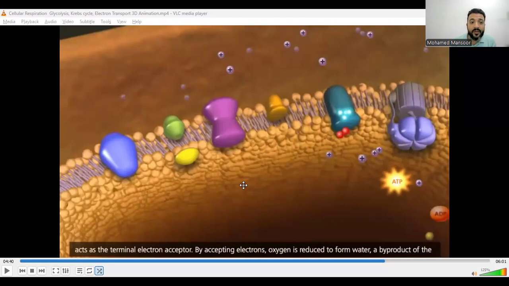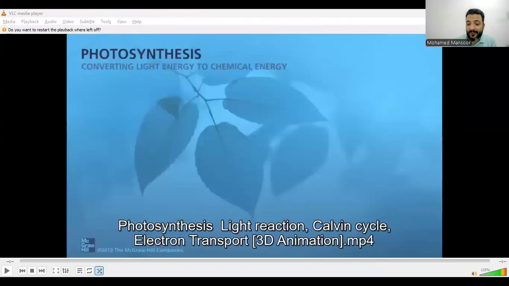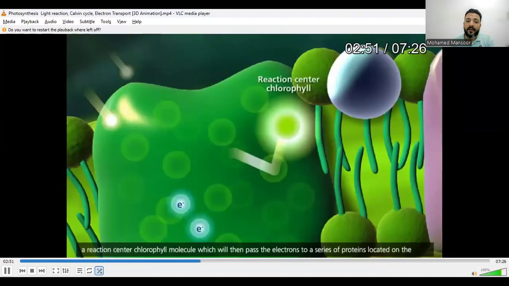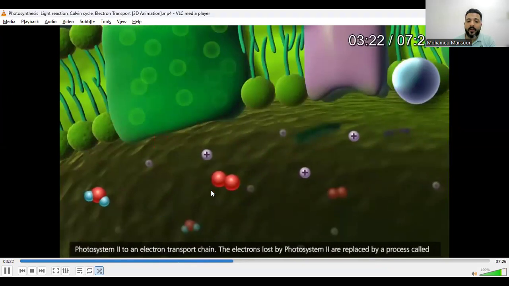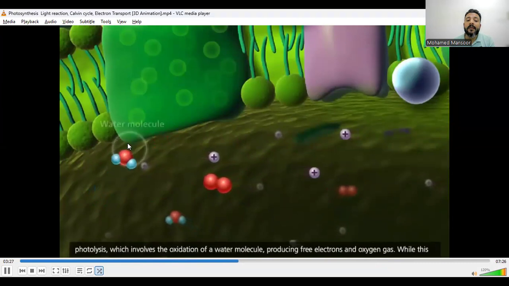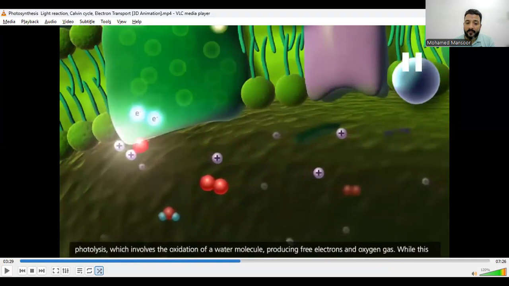Here we go. We used the water during photosynthesis in order for plants to grow. Photosynthesis can occur in the stroma. The electrons are replaced by a process called photolysis, which involves the oxidation of a water molecule producing free electrons. How did we get the electrons in the beginning? The plant broke down water to get those electrons, and the water gave us oxygen and the hydrogen ions, right?